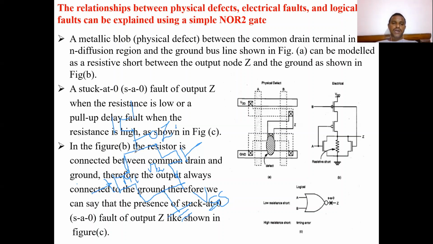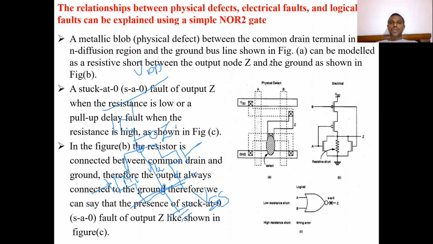Between this NMOS common drain terminal and this VSS or power line. So this is the power line, that is VSS, and this one is called VDD. These two are called power rails. If between this drain and this power line, VSS, a physical defect is present, that means both will be connected. Then what happened? We will see here.